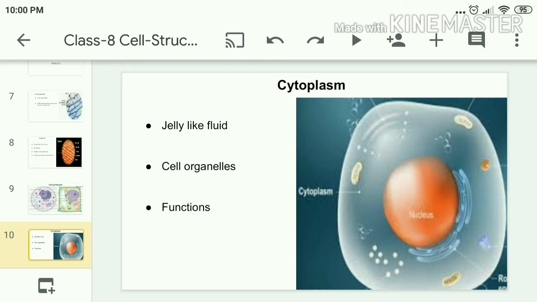All the functions which a cell performs are generally carried out in the cytoplasm by the cell organelles like plastids, vacuoles, mitochondria, Golgi bodies and ribosomes etc., which carry out important functions in the cytoplasm.